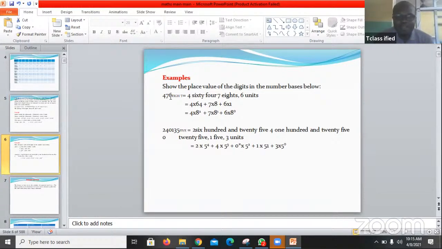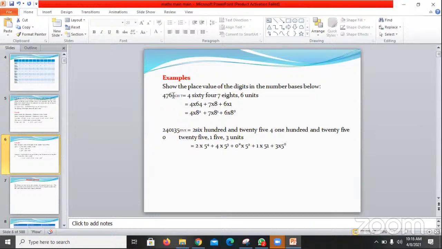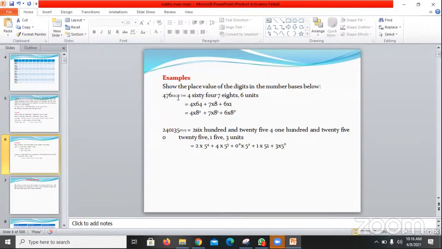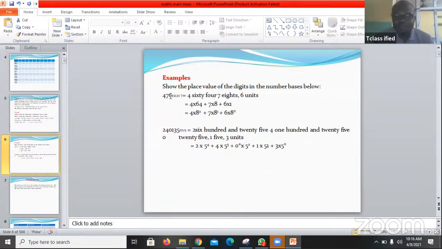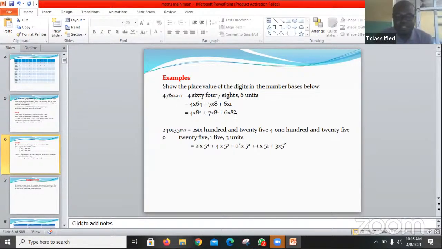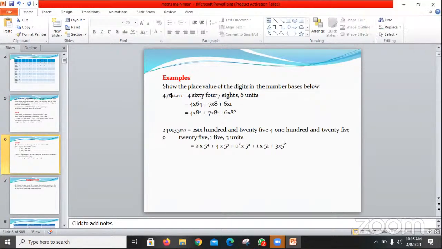How many numbers are in front of 4? Hannah, how many numbers? 2. 2. That's why you have 2. Then you say plus. You write the next number, which is 7, abi? Times the base. The base is 8, abi? So how many numbers are in front of 7? 1. That's why you have 1. Then plus, you write the last number, which is 6, times the base, abi? Then how many numbers are in front of 6? No number, 0. That's why you have this.